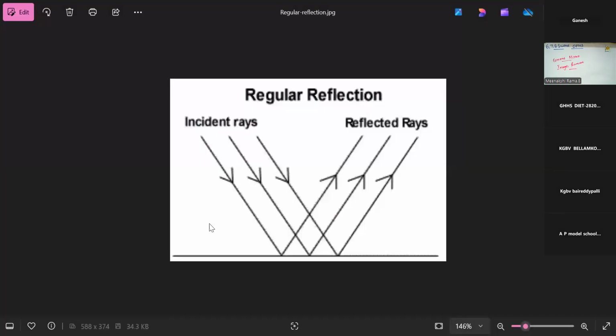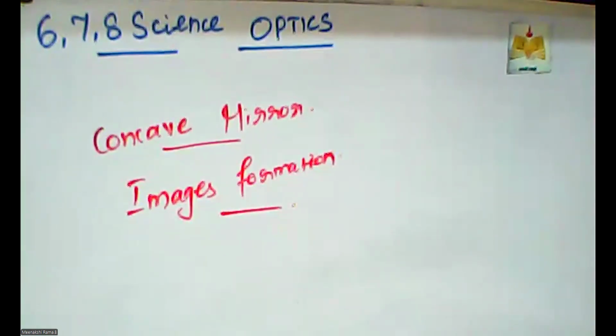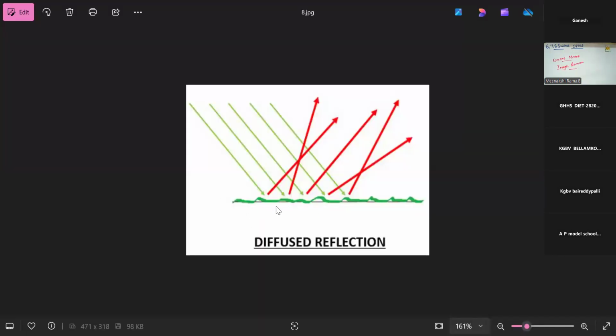So this is regular reflection. First, we are going to see the pictures of regular and then irregular reflection. These are the incident rays and these are the reflected rays. This is the regular reflection picture. Next is irregular or diffused reflection. This is not a smooth surface, it is a rough surface. When light falls on the rough surface, the reflected rays have different angles. So this is the correct picture of diffused reflection.